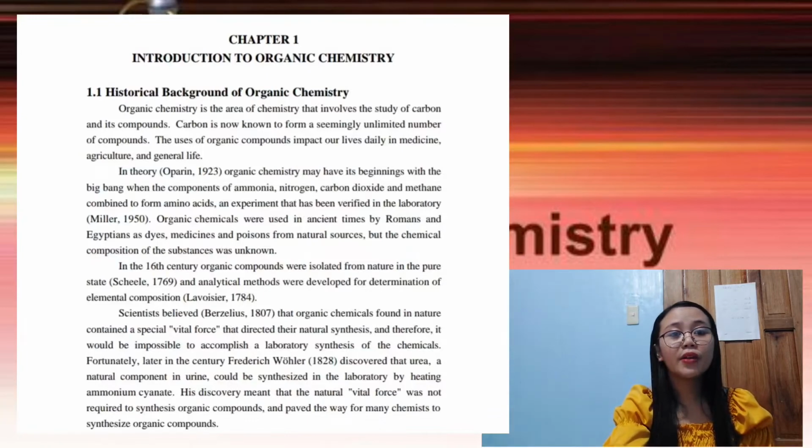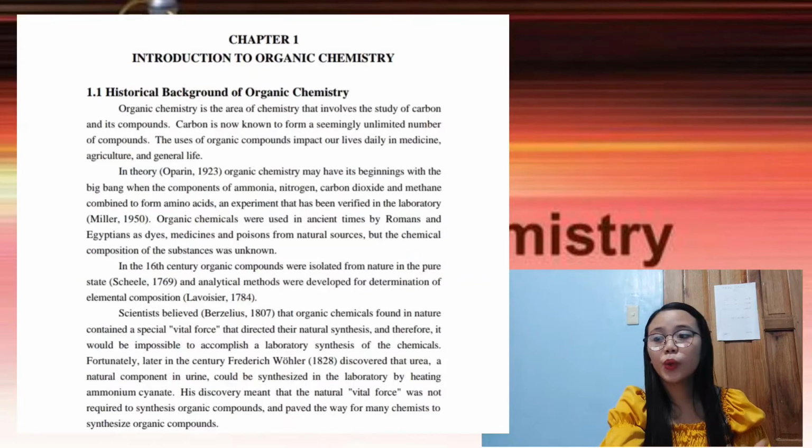In the Theory of Paris 1923, organic chemistry may have its beginnings with the Big Bang, when the components of ammonia, nitrogen, carbon dioxide, and methane combine to form amino acids. An experiment that has been verified in the laboratory, Miller 1950.